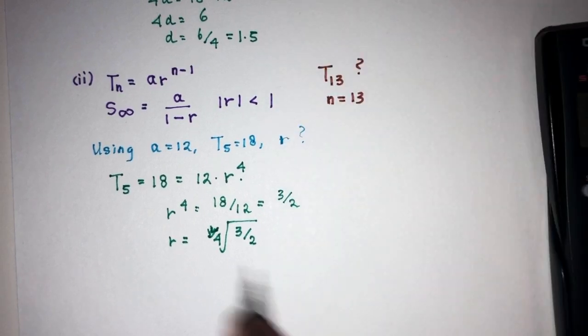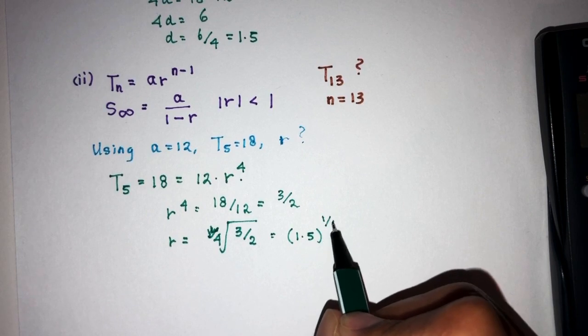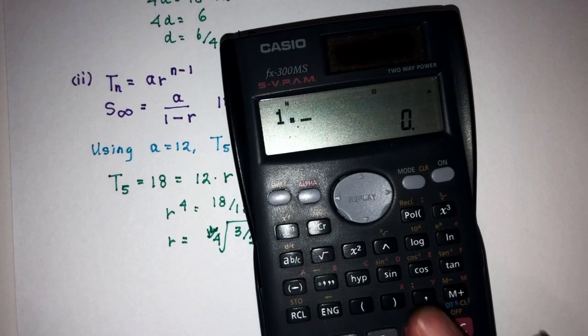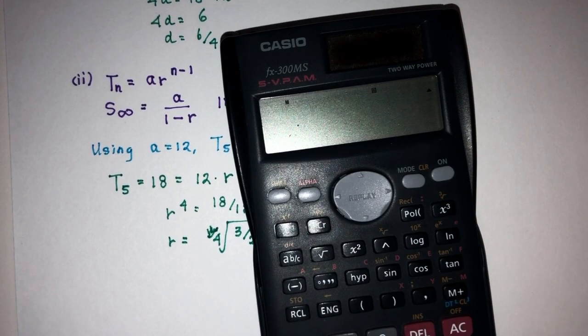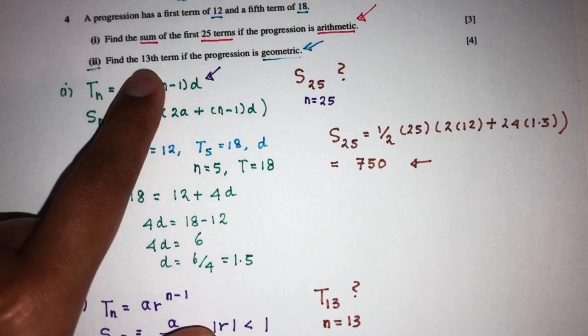So that will be what? This is the same thing as 1.5 to the power 1 over 4. So 1.5 to the power 1 over 4, this is not exact. So let me keep this as my value of r for now, so we can use it and find the exact value in my required question.